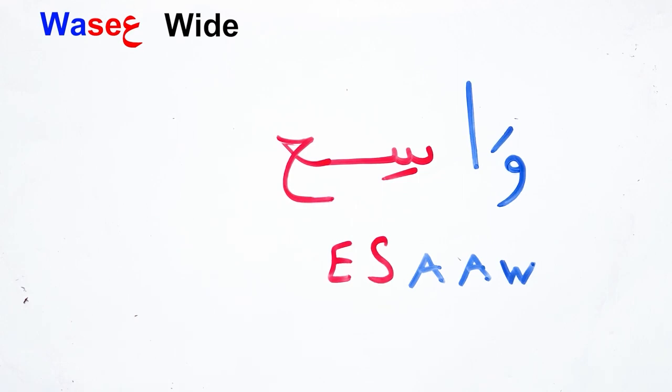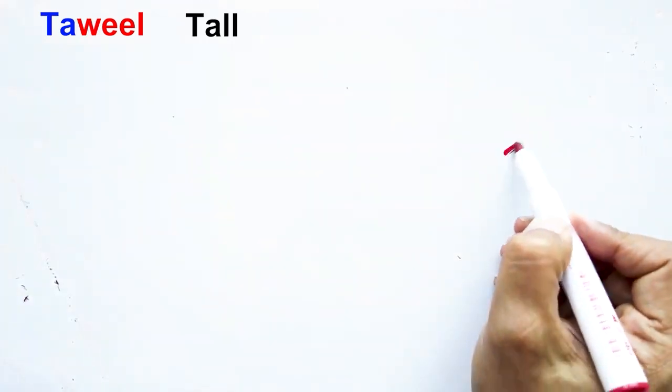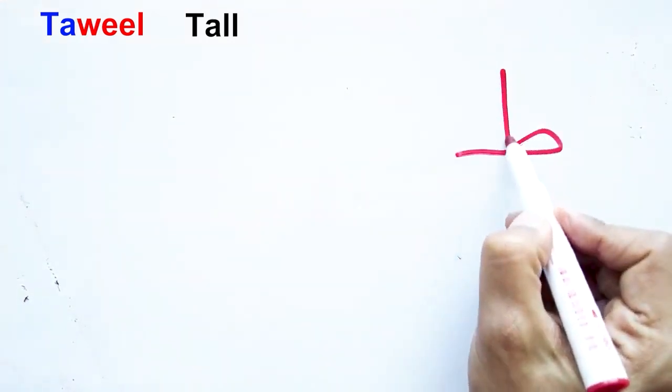Okay. So let's keep the same letter as it is, like this. So it is واسع. واسع. طويل. You don't have this sound in English.